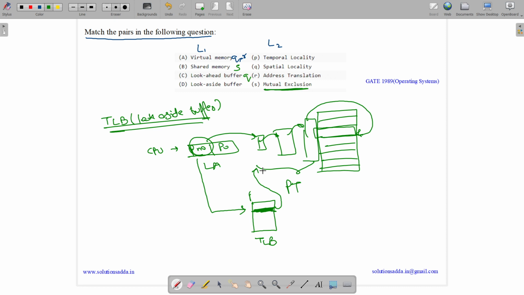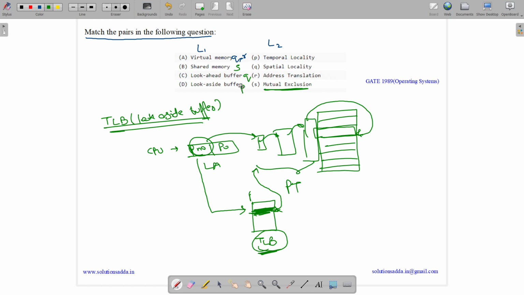Because the TLB helps make the translation from virtual address to physical address faster, we keep the page and frame address pair, hoping that it will be needed again in the near future. And what is temporal locality? Temporal locality is: if we use something now, we will probably need it soon. Thus, the TLB is basically related to temporal locality, as we have stored the page frame number here with the hope that we will need the same page in the near future. So the look aside buffer can be related to temporal locality.